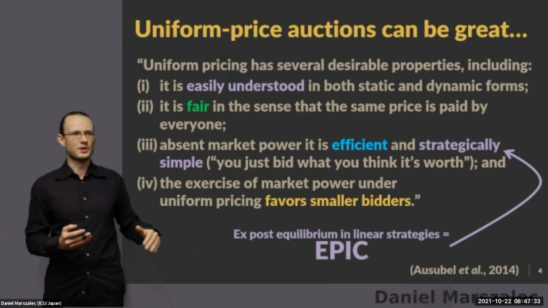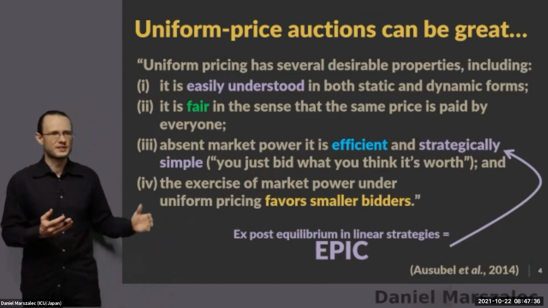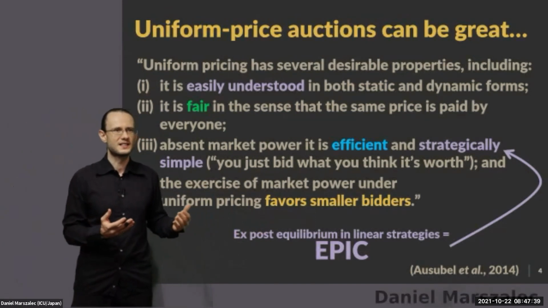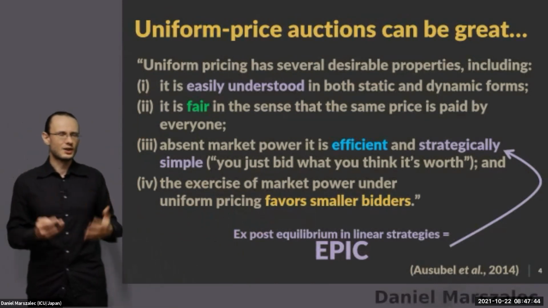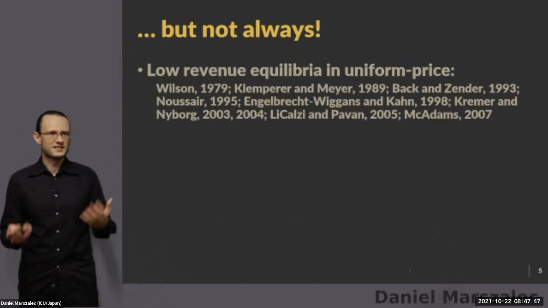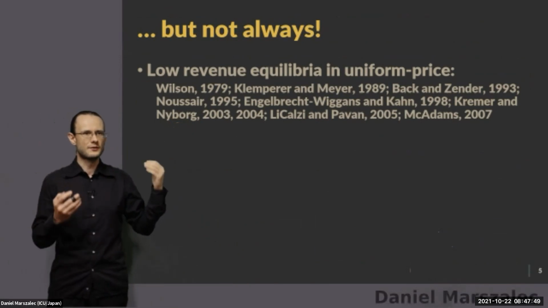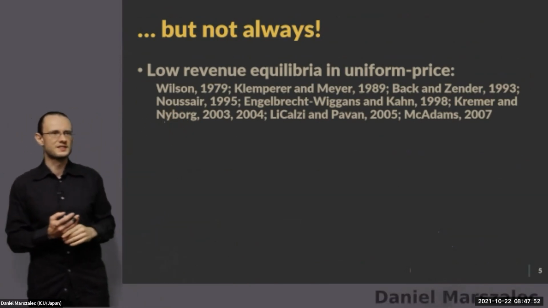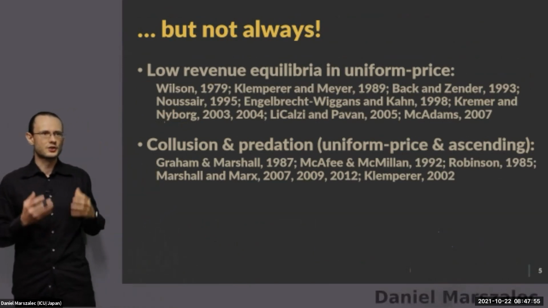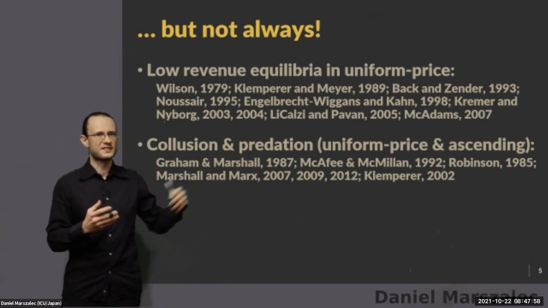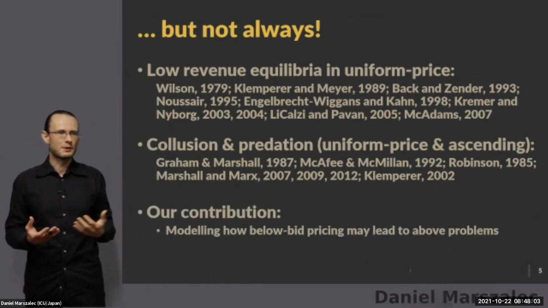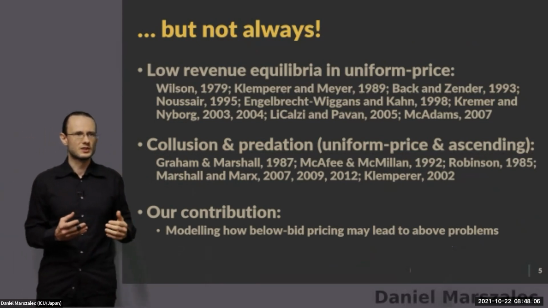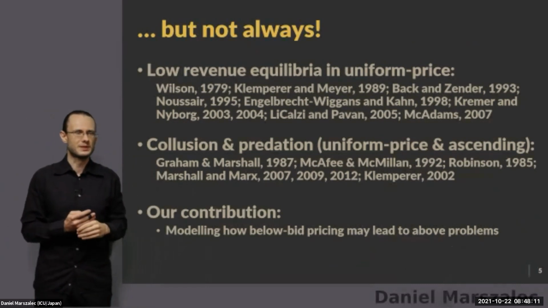And in the context of their model, where they have linear marginal values, they can also prove that there's an ex post equilibrium in linear strategies, which is ex post incentive compatible, or EPIC. However, there are also some downsides to uniform pricing, and there's a literature on low revenue equilibria in uniform price auctions. Numerous papers start from Wilson in '79, and there's also a literature on collusion and predation, both of uniform price and ascending auctions. So these are all auctions with below bid pricing. What our contribution is, is to build a formal model that shows how this idea of below bid pricing feeds through to these kinds of complications.